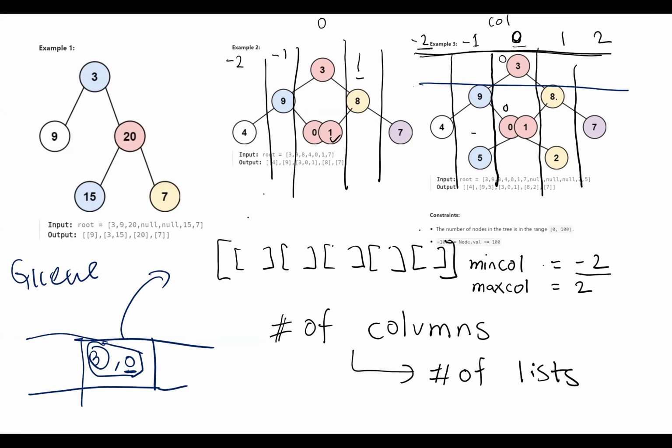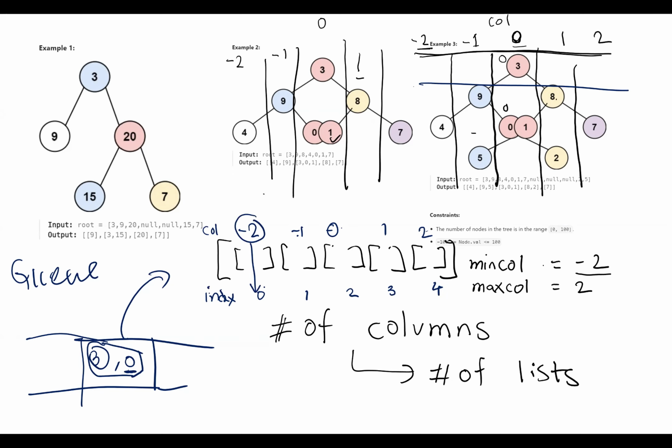If you carefully look at this, this list will represent column -2. This list is going to represent -1. This is going to represent 0. This is going to represent column 1. This is going to represent 2. But the index is like this: this is index 0. This is index 1. This is 2. This is 3. This is 4. So how do we actually make a mapping between columns and indices, right?